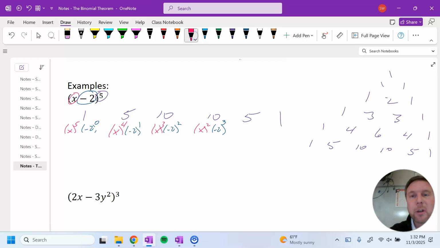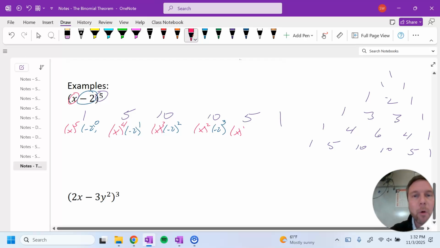All right, 2 more to go. I've got x to the power of 1. And I'm going to have negative 2 to the power of 4. And this last one is going to be x to the power of 0, and a negative 2 to the power of 5. All right, so I've done that. Now I've just got to do a little bit of multiplication to figure out what's going on here.